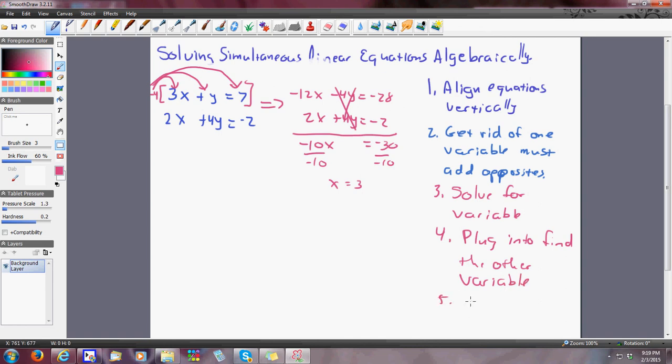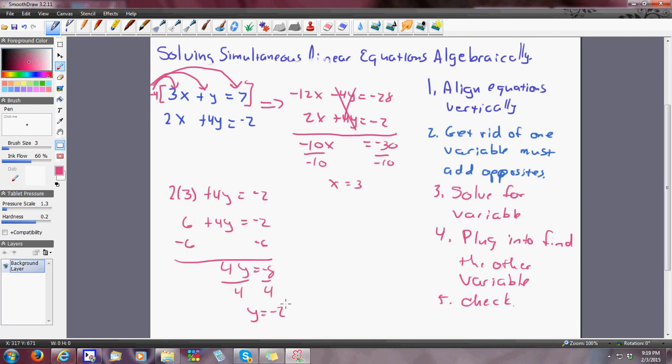And then you should always check. So let's see. I have x equals 3, so I'm going to say 2 times 3 plus 4y equals negative 2. 6 plus 4y equals negative 2. Subtract 6, I get 4y equals negative 8. Divide by 4, and y equals a negative 2. So my solution is 3, negative 2.